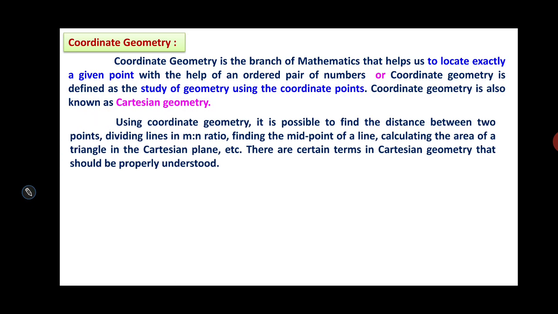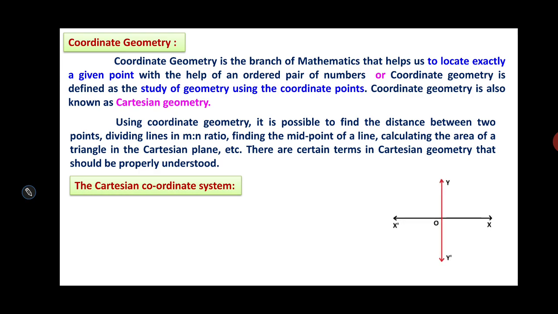So using coordinate geometry, it is possible to find the distance between 2 points, divide lines in m is to n ratio, find the midpoint of a line, calculate the area of a triangle in the Cartesian plane, etc. There are certain terms in Cartesian geometry that should be properly understood. So what is the Cartesian coordinate system?